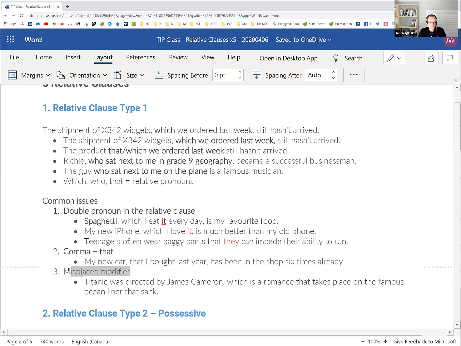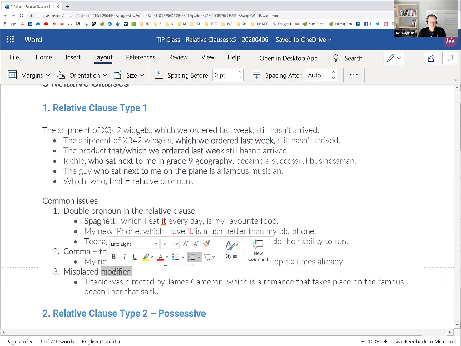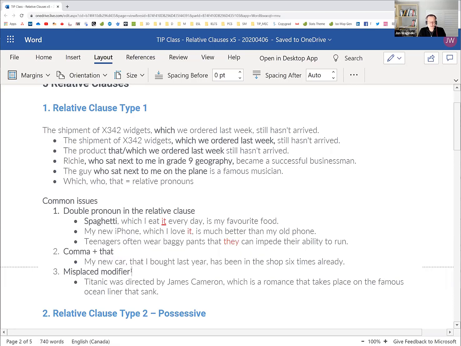And misplaced modifier. We touched on this in the last class. If you're not familiar with the phrase modifier, modifier is any phrase or any clause. So subordinate clauses, relative clauses, preposition phrases, participial phrases, these are all called modifiers. It's a very general term. So misplaced modifier is a misplaced dependent clause or phrase. Titanic was directed by James Cameron, which is a romance that takes place on the famous ocean liner that sank.